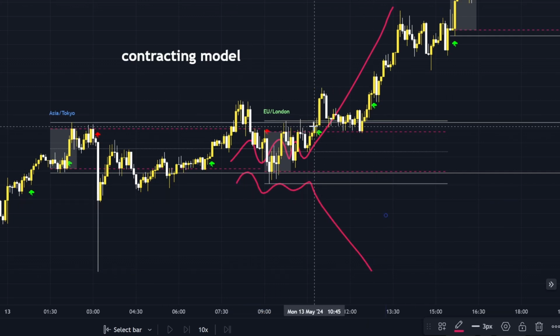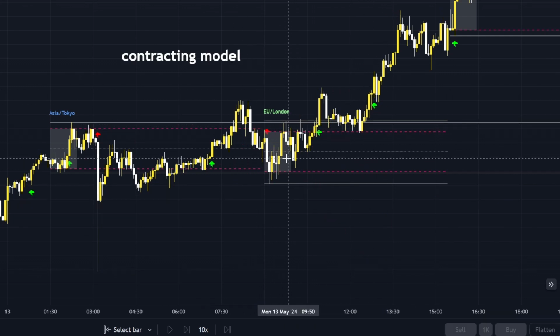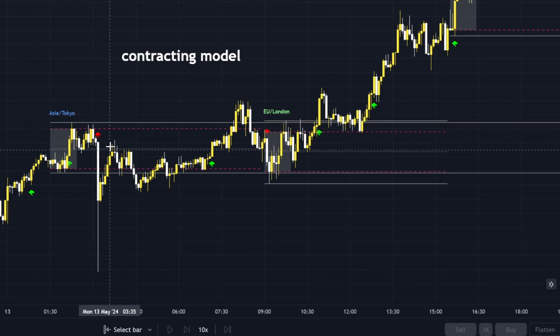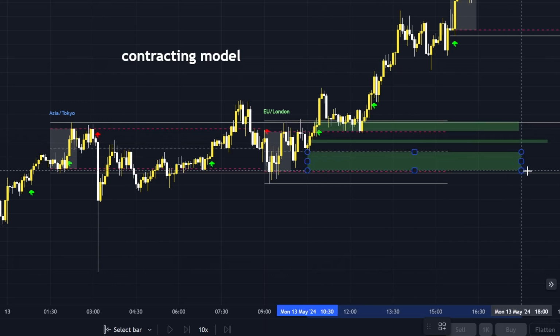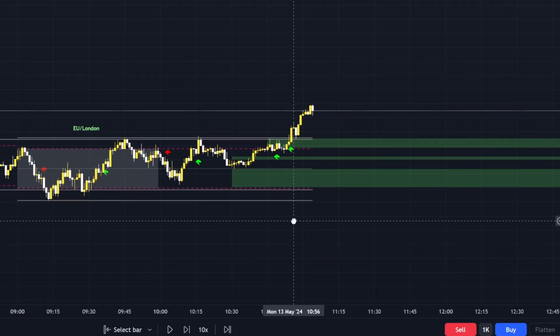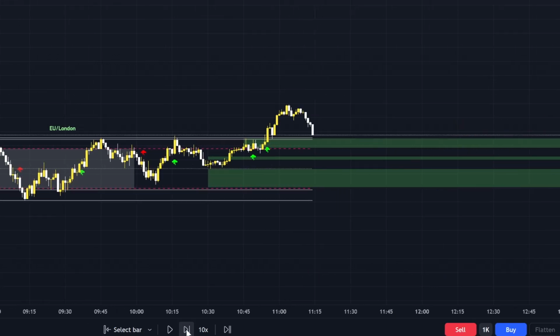For this example, we went up, and the same rules apply. The only caveat here is I would focus on the Tokyo session DR and IDR, not the London DR IDR. So you mark up your zones, fair value gaps in the 50. Once we had our confirmed breakout, you take it down to the 1-minute time frame, wait for a pullback.